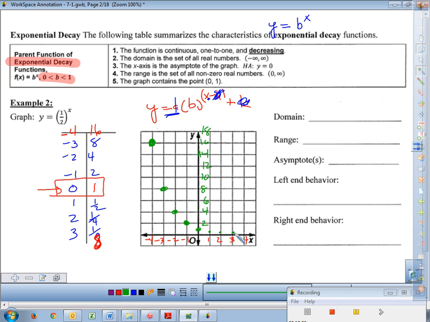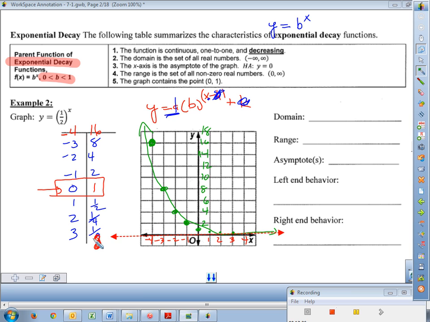They basically don't matter after a couple of them. You know, they're just getting closer and closer and closer to the x-axis. Connect them together, drawing your asymptote. Please don't try to cross the x-axis. Asymptotes are always dashed lines. Label him, because he's a horizontal asymptote.